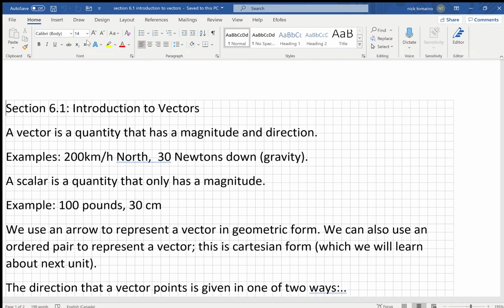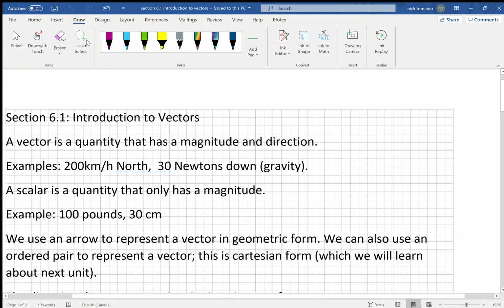Hi everyone, today we are looking at Introduction to Vectors. This is the second half of the course and the shorter half, and we should be able to get through it no problem. So we're looking at section 6.1 today, which is an Introduction to Vectors.